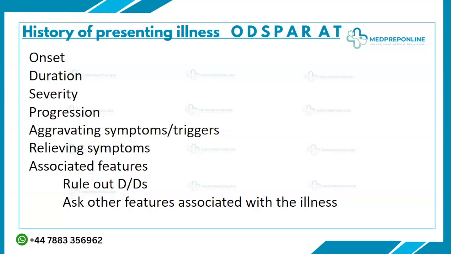Then in the associated features, you're also asking, for example if we have a case of cystic fibrosis, this can also be covered in the complications, but you can also ask the associated features of those illnesses at this point of time.